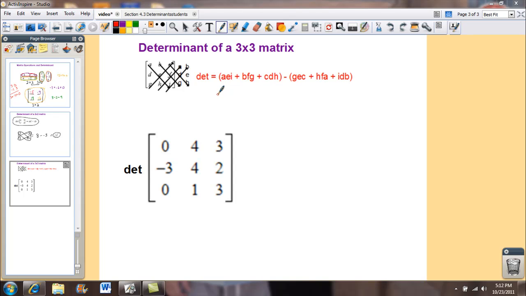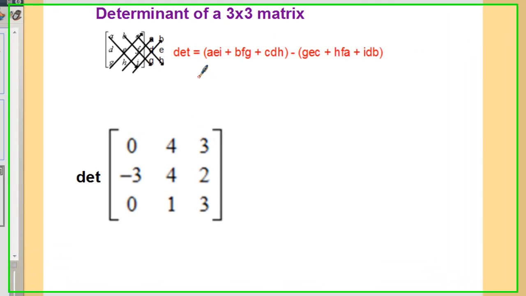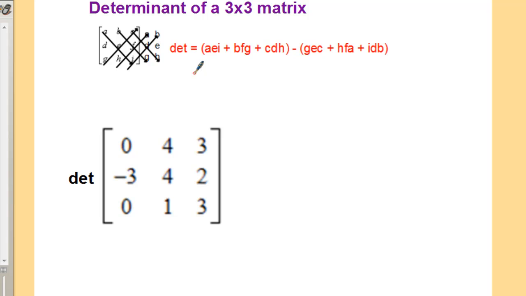Next, we're going to handle the determinant of a 3 by 3 matrix. And of course, this is going to be a little bit more involved. What you're going to need to do is repeat the first two columns of your 3 by 3 matrix. And basically, what you're going to do is take the sum of the products of the downward diagonals minus the sum of the products of the upward diagonals. And again, this sounds a lot more complicated than what it really is.